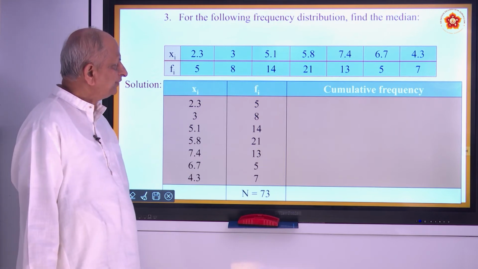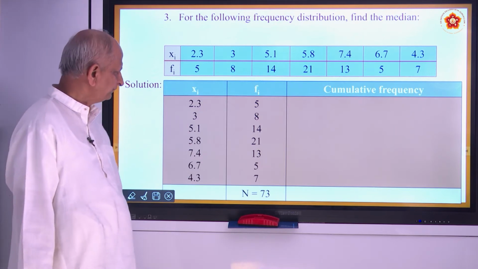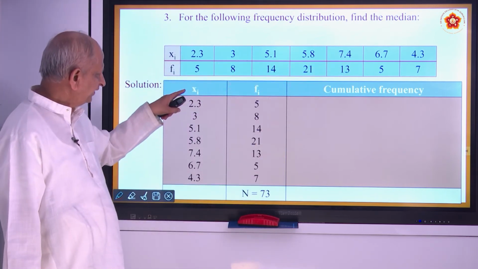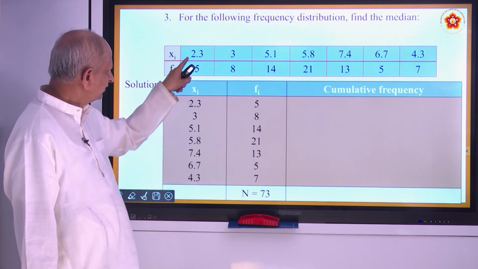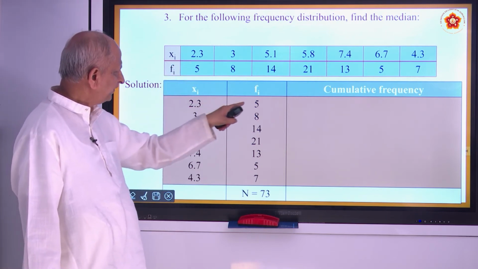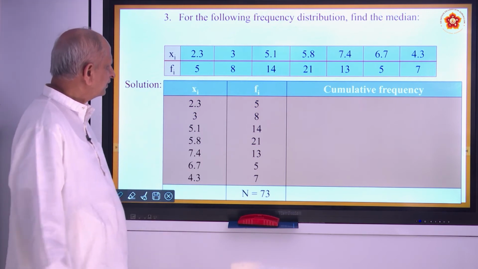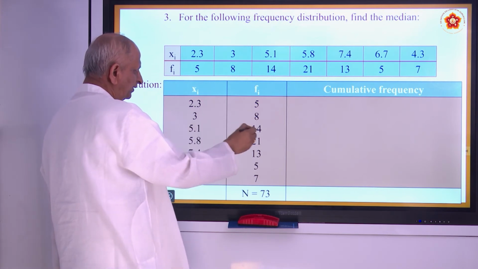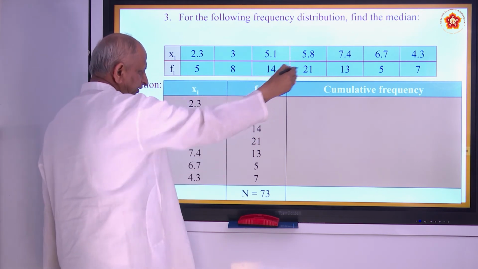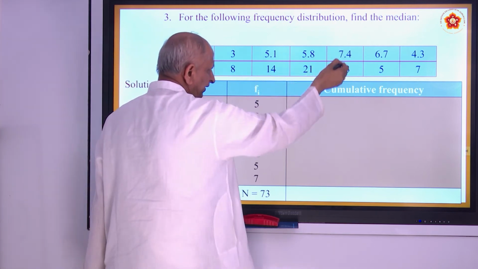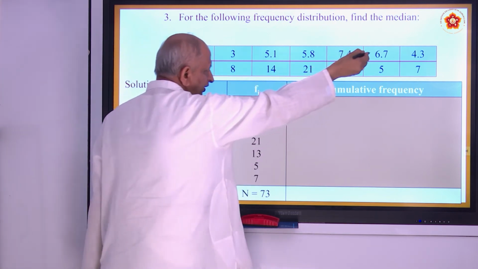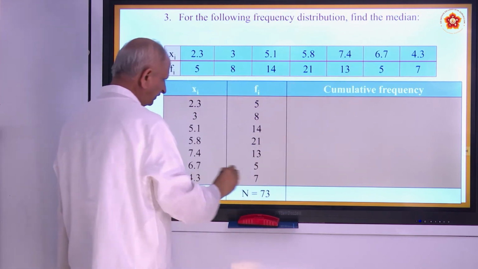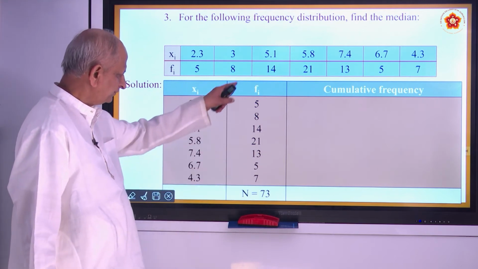For the following frequency distribution, find the median. So this is the distribution given. And I have written it vertically like this. This has been entered 2.35 times. 5 is the frequency. 3, 8 times. 5.1, 14 times. 5.8, 21 times. 7.4, 13 times. 6.7, 5 times. Lastly, 4.3, 7 times. So if you add all this, this is called sigma Fi.